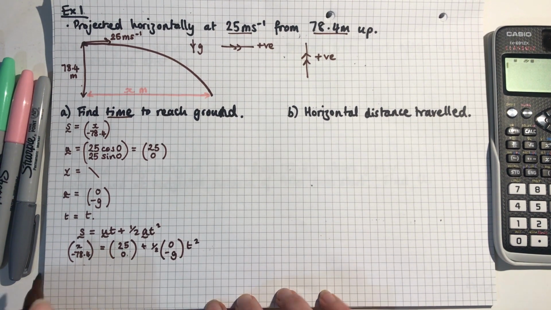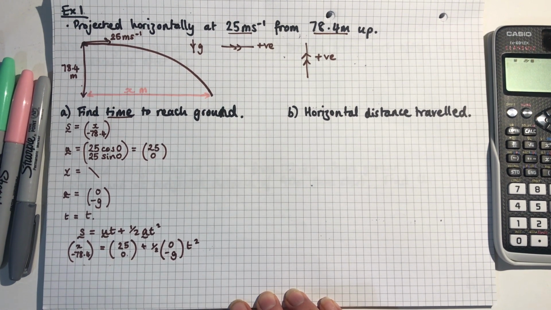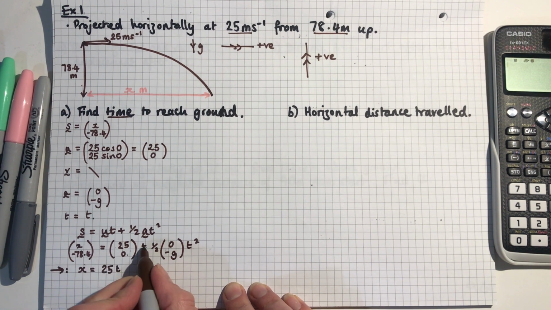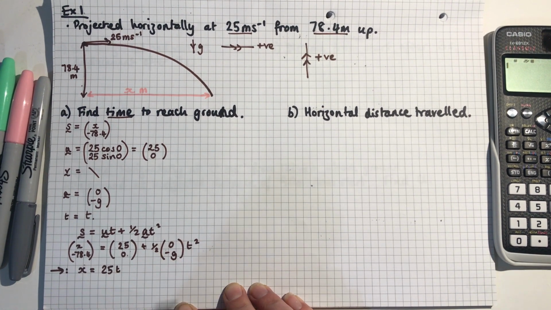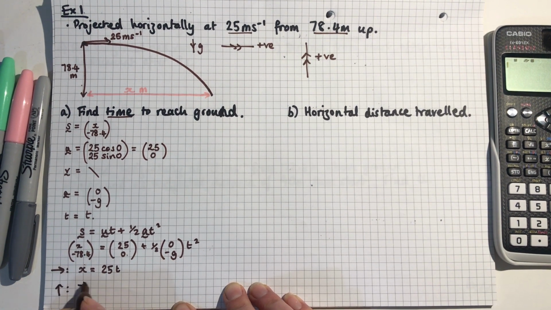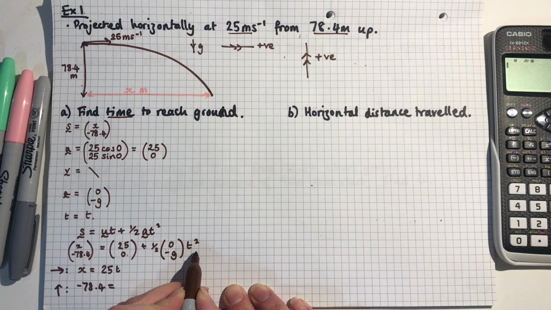Now, the reason we do that is because tied up in this, we have two separate equations. We have our horizontal equation and our vertical equation. So let's take our horizontal equation and write it out. That gives me x equals 25t plus half lots of 0 times t squared, so it's just 0. So that's just that. Now let's take our vertical equation and write it out. We've got minus 78.4 equals, we're going on the bottom line here, 0, so I don't need to write anything there, plus half lots of minus g t squared. So that's minus half g t squared.